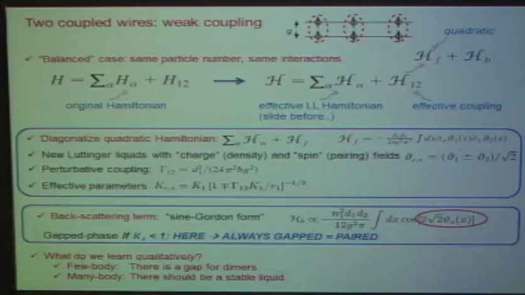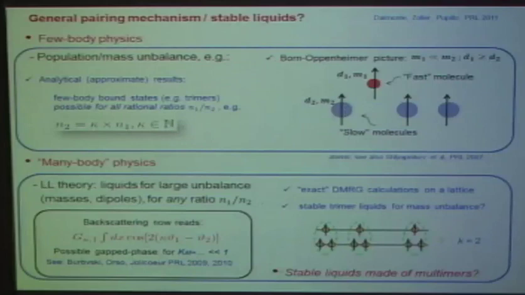So what we learn qualitatively is that, at the few-body level, there is always a gap for dimers in the situation where the number of particles in each tube is the same. On the many-body side, we know that there should be a stable liquid made of these dimers. Okay, so this is not very surprising.